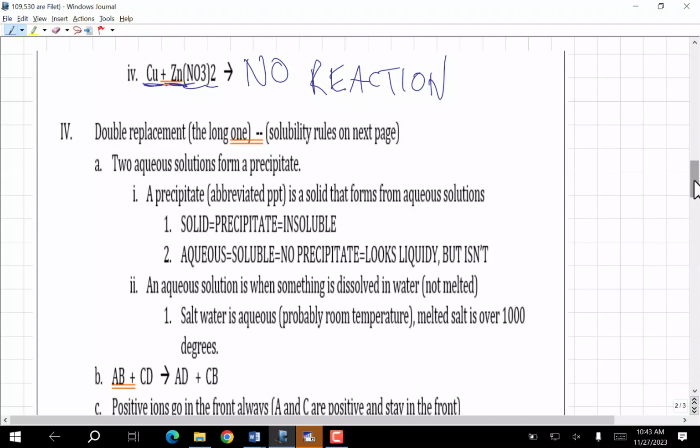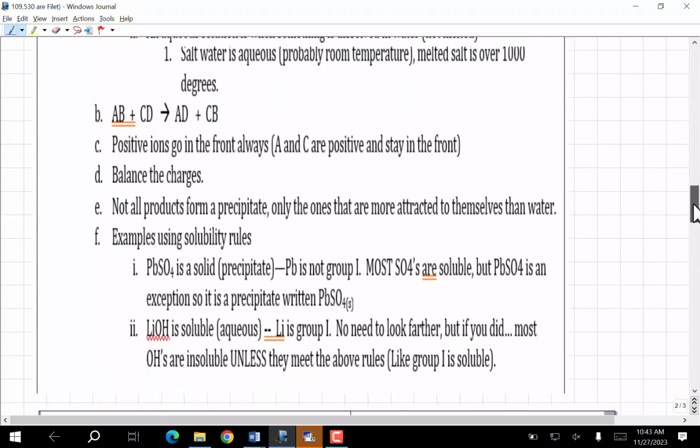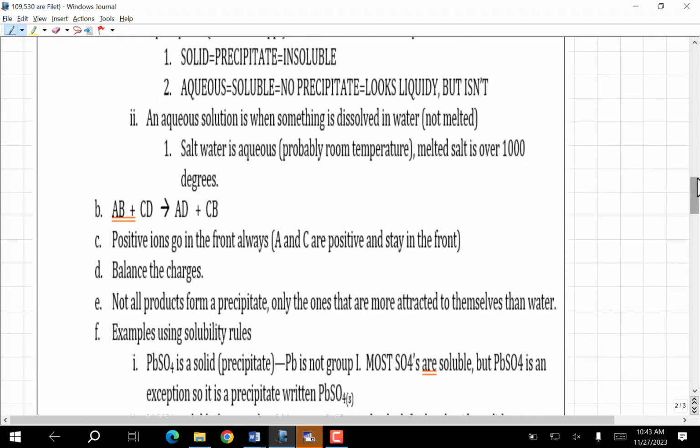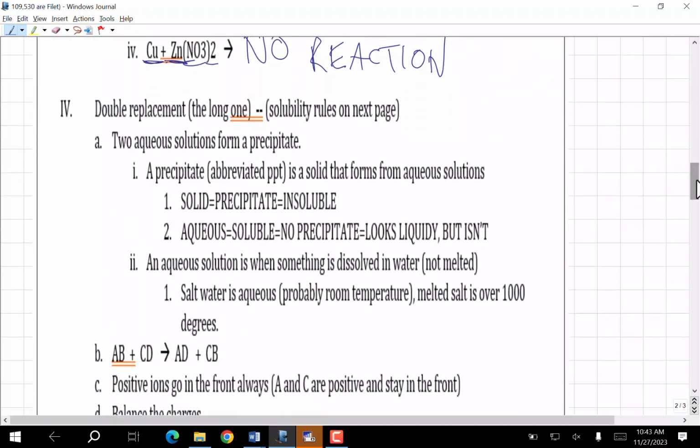This is the long one. And solubility rules are on the next page. So we've got our solubility rules here. That's these. Okay. So let's take a look. Double replacement: 2 aqueous solutions form a precipitate. A precipitate is abbreviated PPT. It's a solid that forms in an aqueous solution.